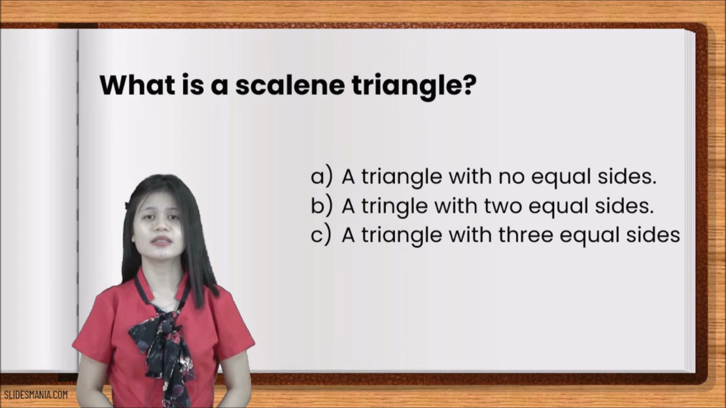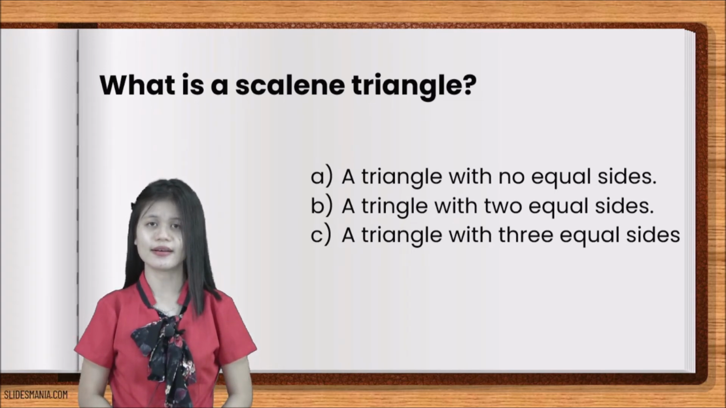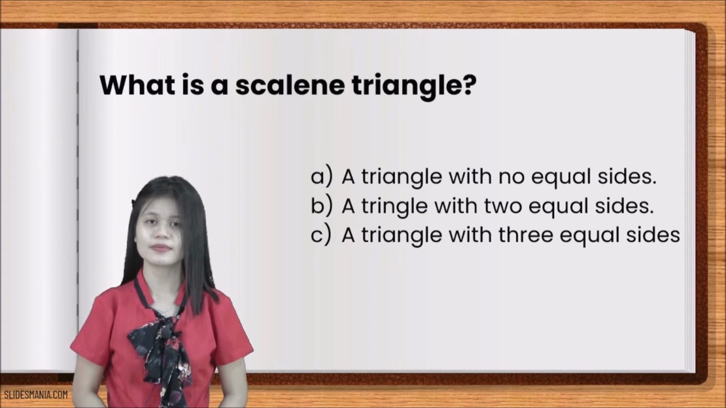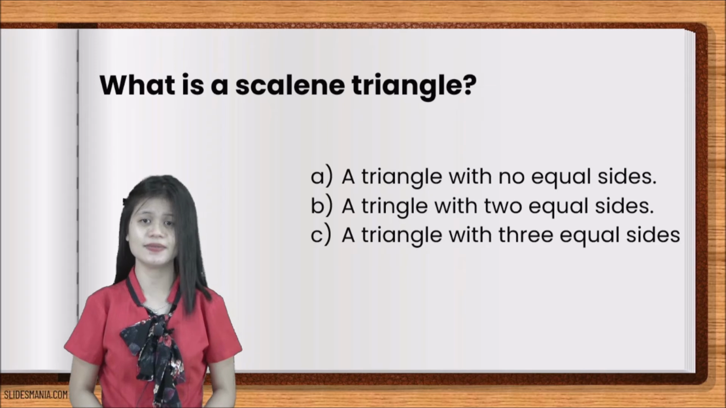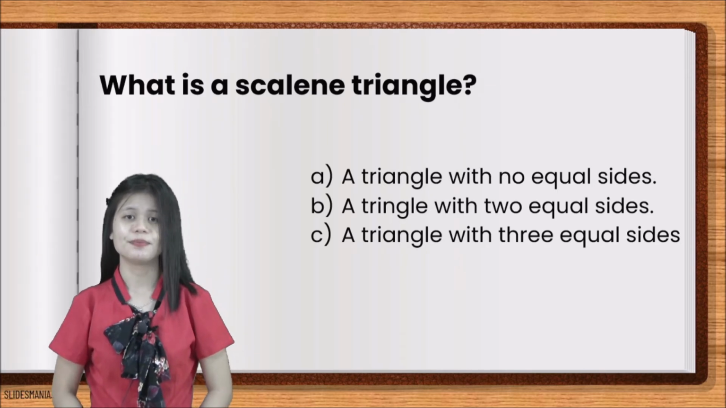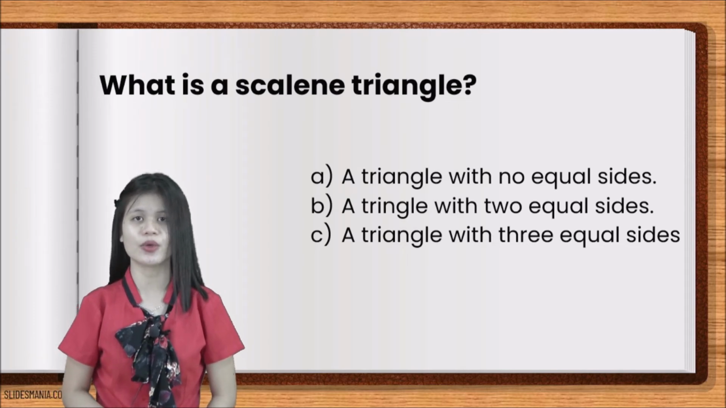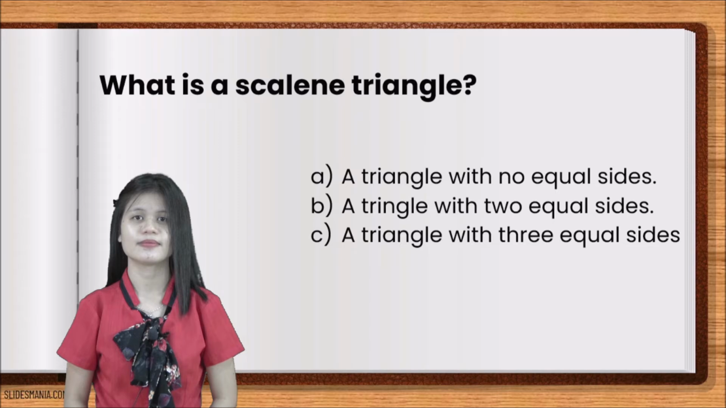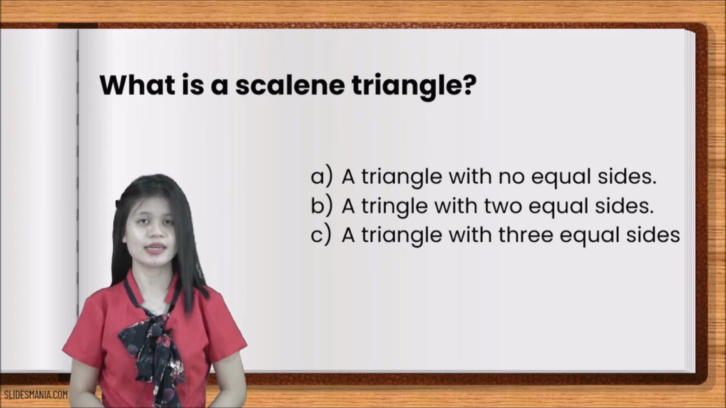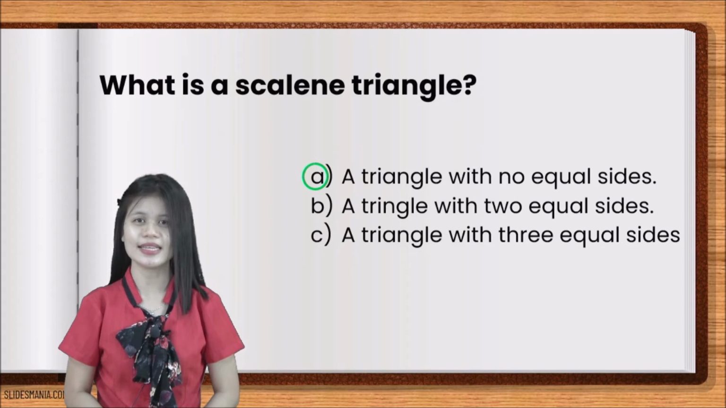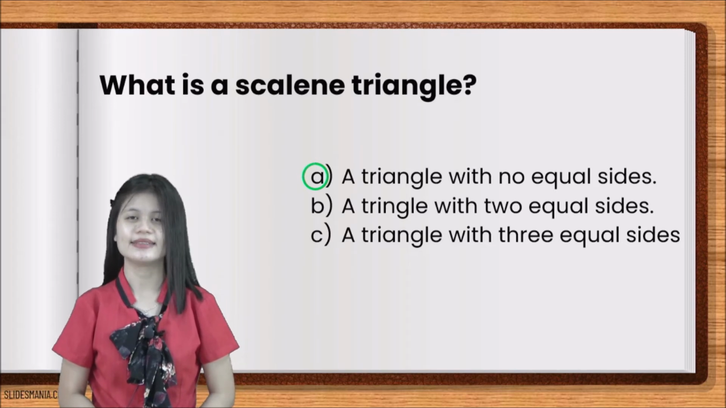What is a scalene triangle? Do you know what is the meaning for scalene triangle? Still remember? A, a triangle with no equal sides. B, a triangle with 2 equal sides. Or C, a triangle with 3 equal sides. Scalene triangle. Yes, it has no equal sides. That is scalene.